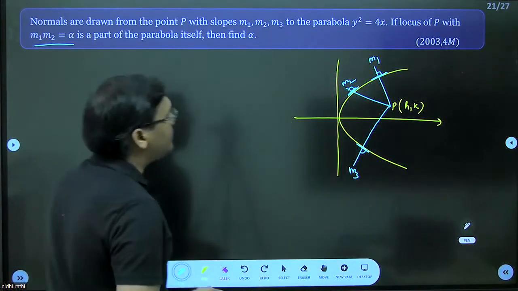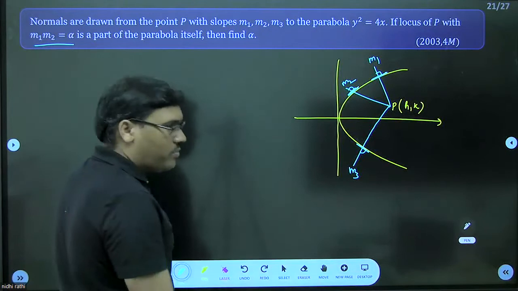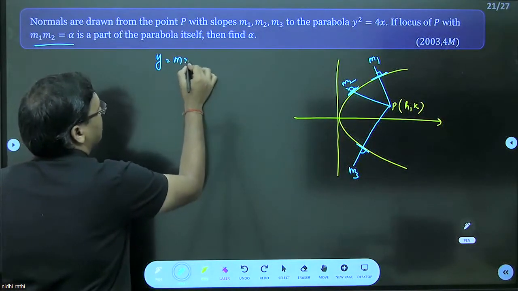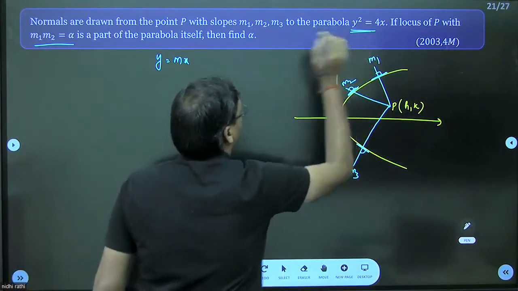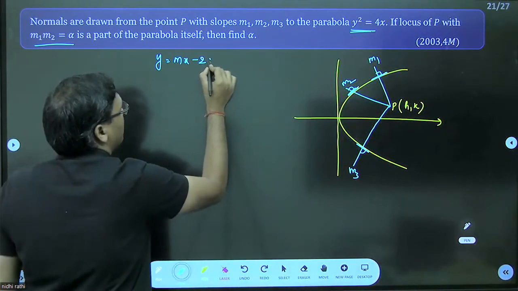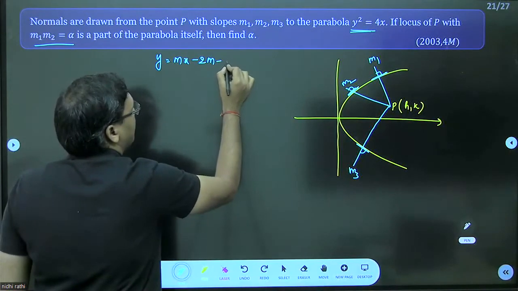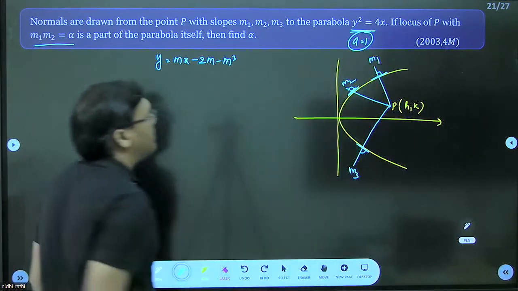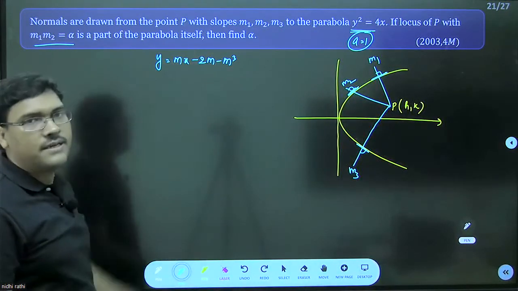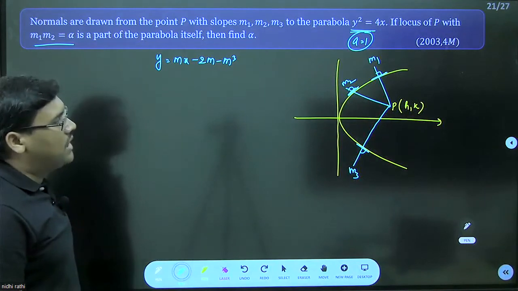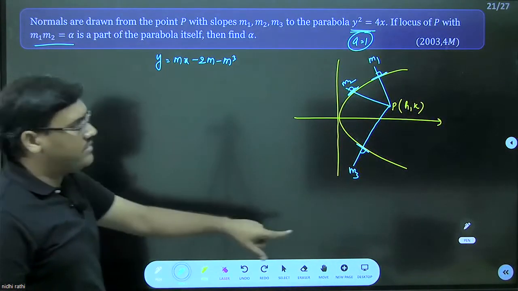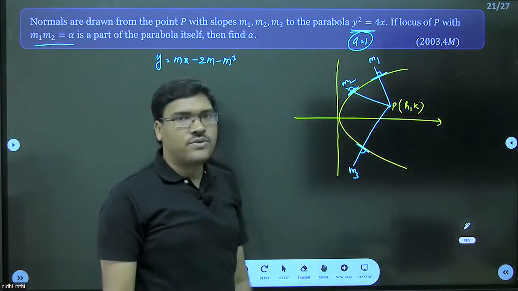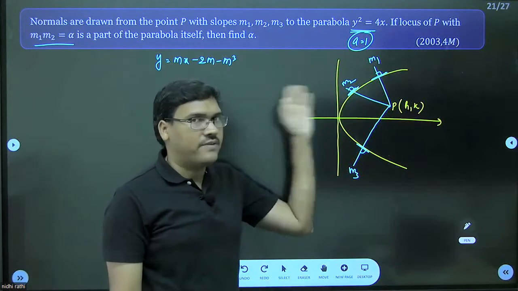Now see, what is the equation of any normal whose slope is m? For the standard parabola y square equal to 4x, this is y is equal to mx minus 2am minus am cube. A is equal to 1, right? Y is equal to mx minus 2am minus am cube. This is the equation of normal. Now you can clearly see the normals which we are considering are passing through which point? H comma k. So they will satisfy the equation.